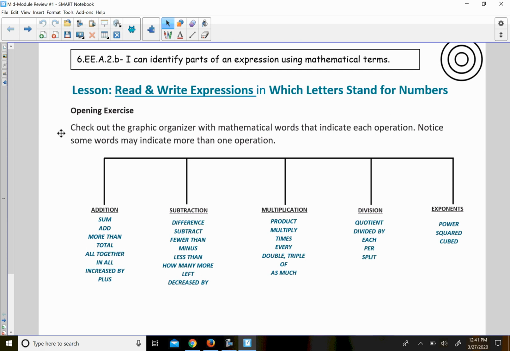So the first objective of the lesson today is to read and write expressions in which letters stand for numbers. So there are unknown values and we use a variable to represent that unknown value. The opening exercise says check out the graphic organizer with mathematical words that indicate each operation. Notice some words may indicate more than one operation, so sometimes you have to look at the context to know which operation it is.